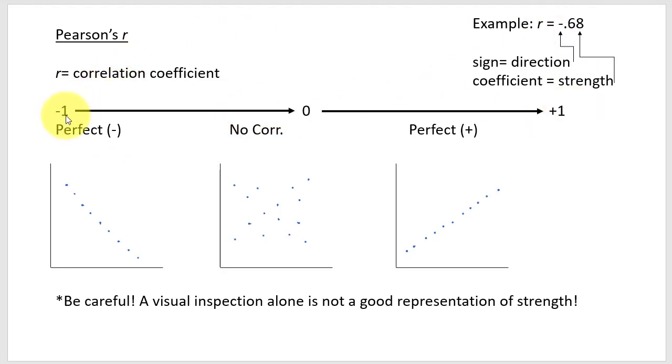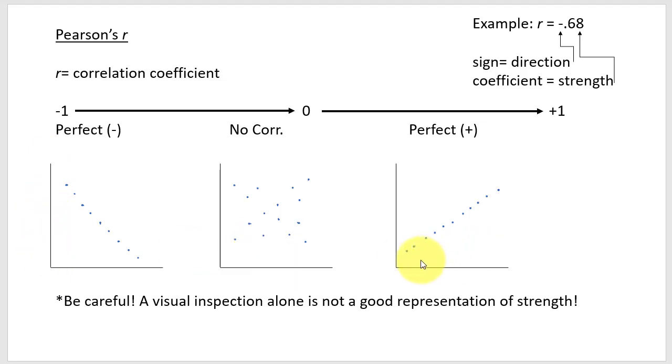A -1 indicates that it is a perfect negative correlation. A +1 means that it's a perfect positive correlation. And a 0 means that there's no correlation at all. So if we had a perfect negative correlation, it would be represented by dots that create a perfect line in the negative direction, so that as one variable increases, as you go further to the right on one variable, the other variable decreases.